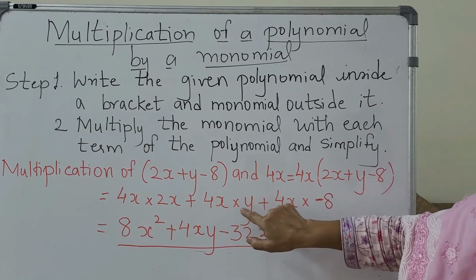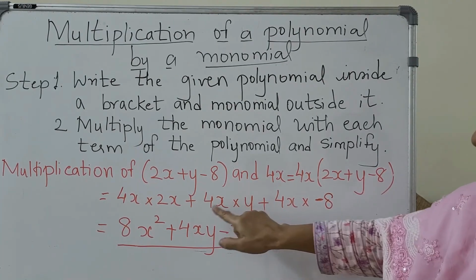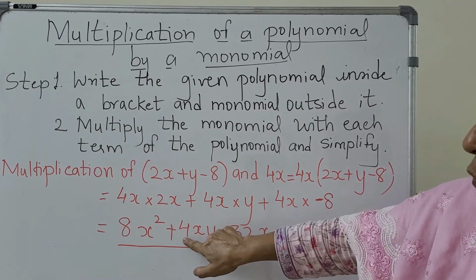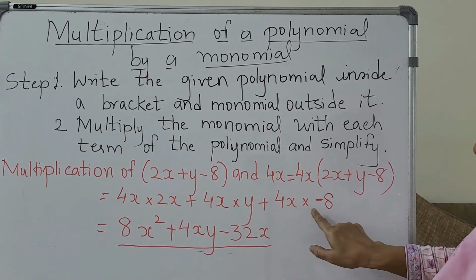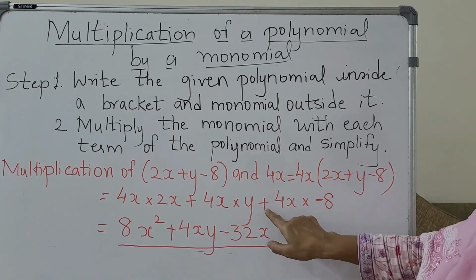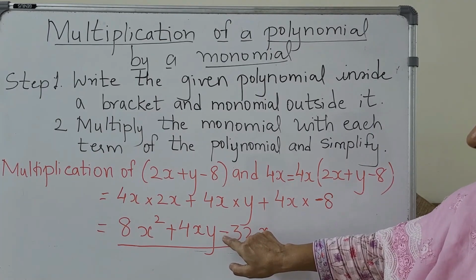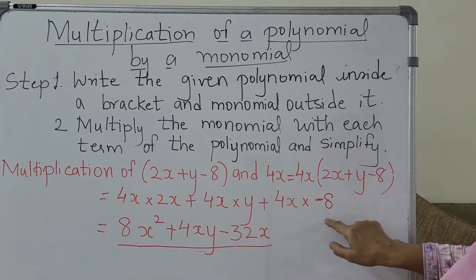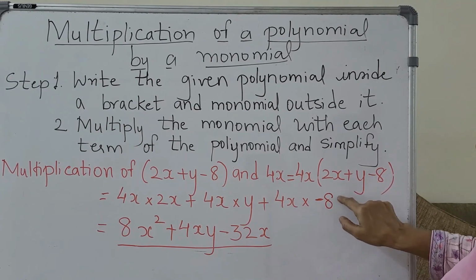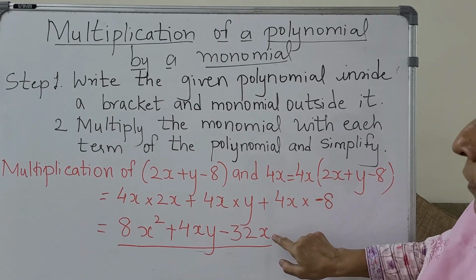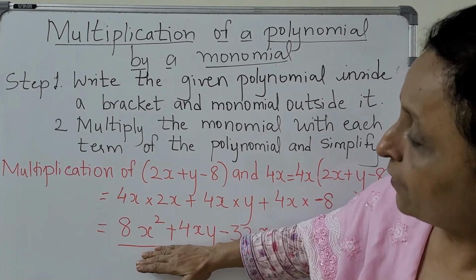Now 4x into y. Nothing is there, that means it is 1y. 4 into 1 it is 4 only. Now x into y it is xy. Now this sign, minus plus, they are different, so here it is going to be minus. 4 into 8 it is 32. Only x is there, there is no variable here, you write x as it is. So this is the answer.